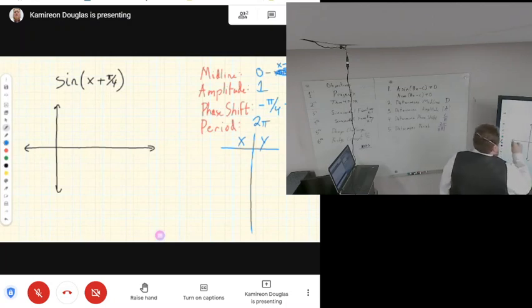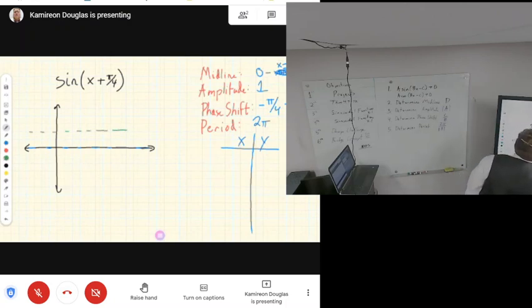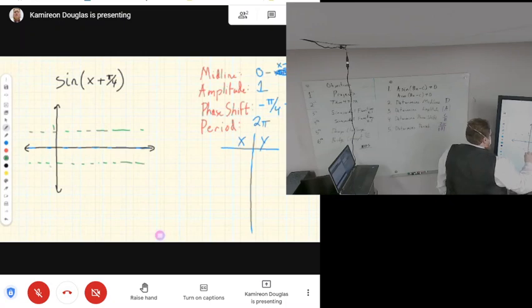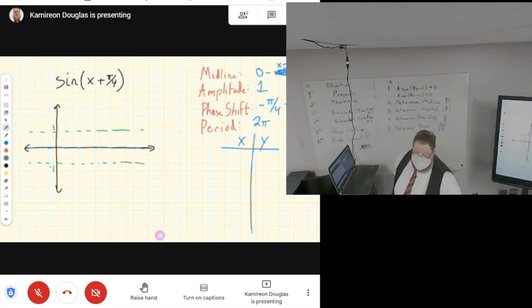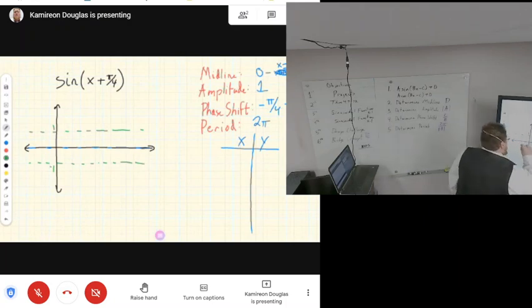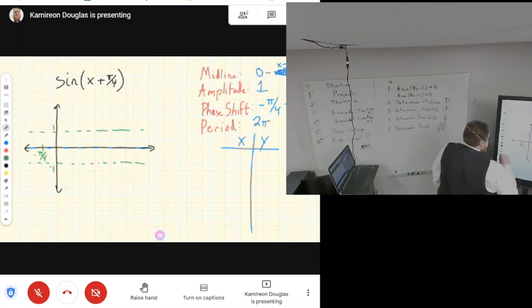Okay, midline. Amplitude. That's at 1 and negative 1. Okay. Phase shift. We move it left, pi over 4. So count over, pi over 4. It's left, so it's negative. And I drop my dot.